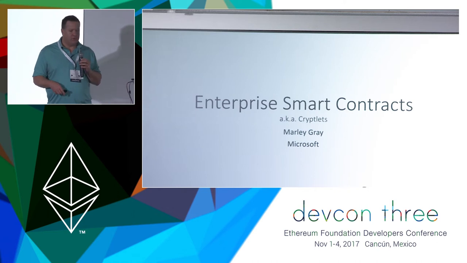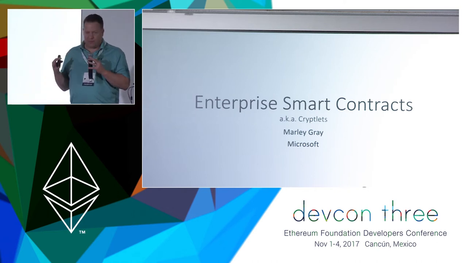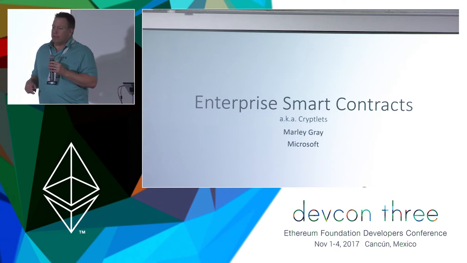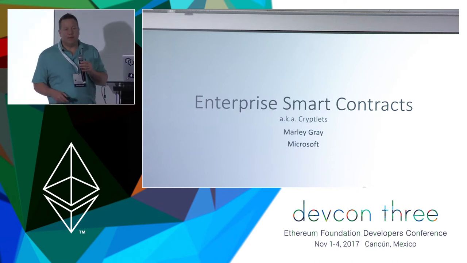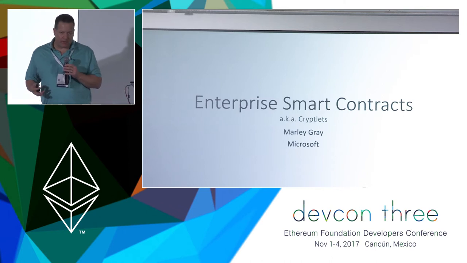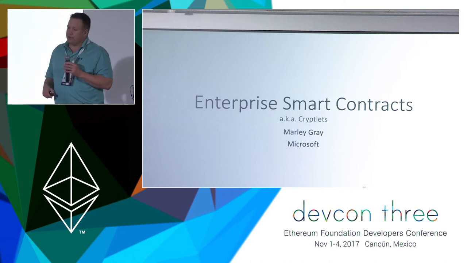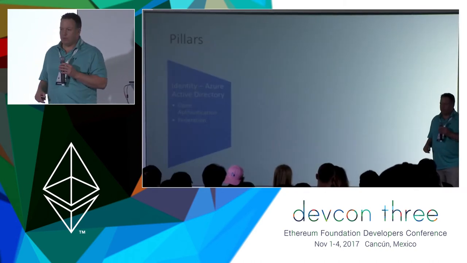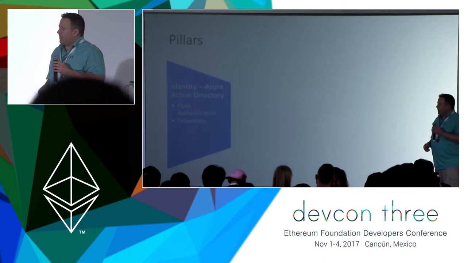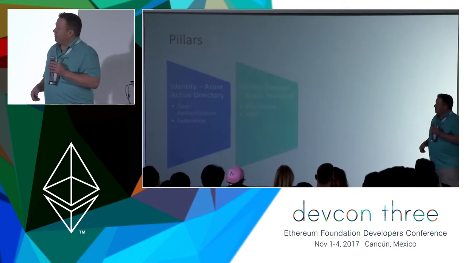So in Azure, Microsoft's cloud platform, we have some pillars that we've built upon to build this platform. The first of which is identity. Azure Active Directory is an open federated identity system. Supports open authentication. It's the dominant identity system used in enterprises today. And it allows us to do open federation.